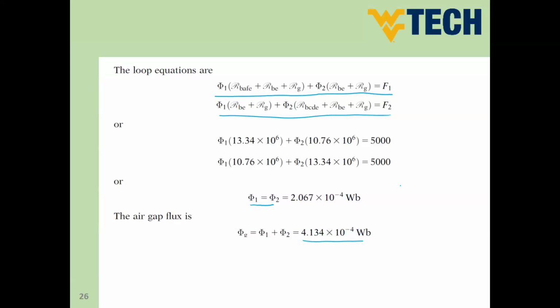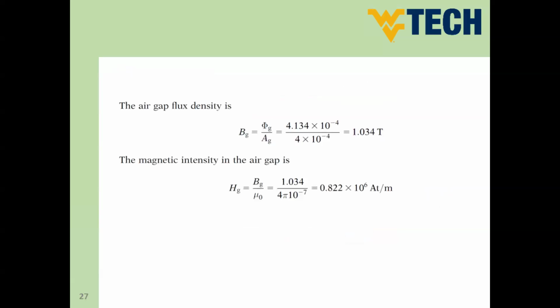We got flux. Next step, we need to calculate the flux density. You know that flux density equals flux divided by cross-section area. We know the cross-section area of the air gap, 4 square centimeters. So we can get BG, and also H is going to be B divided by mu in order to get the field intensity. So here, this is the direct substitution in our relations, guys.